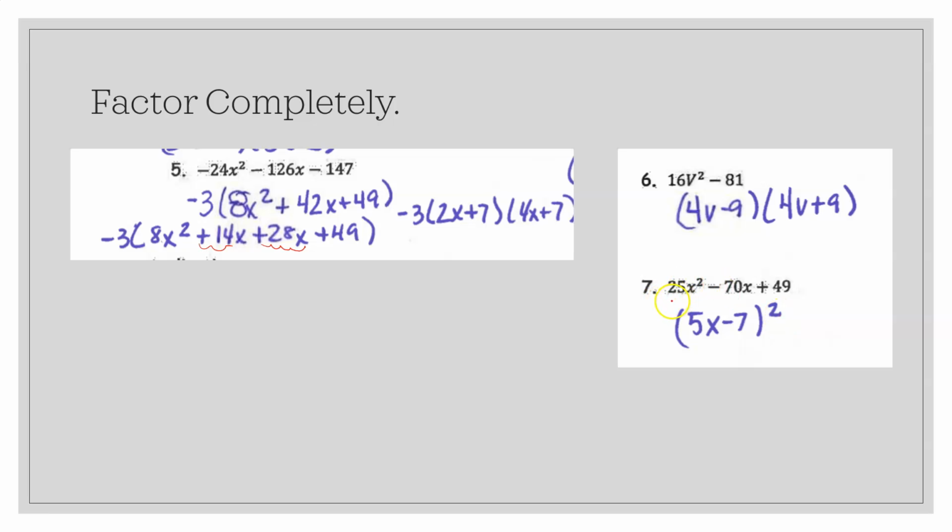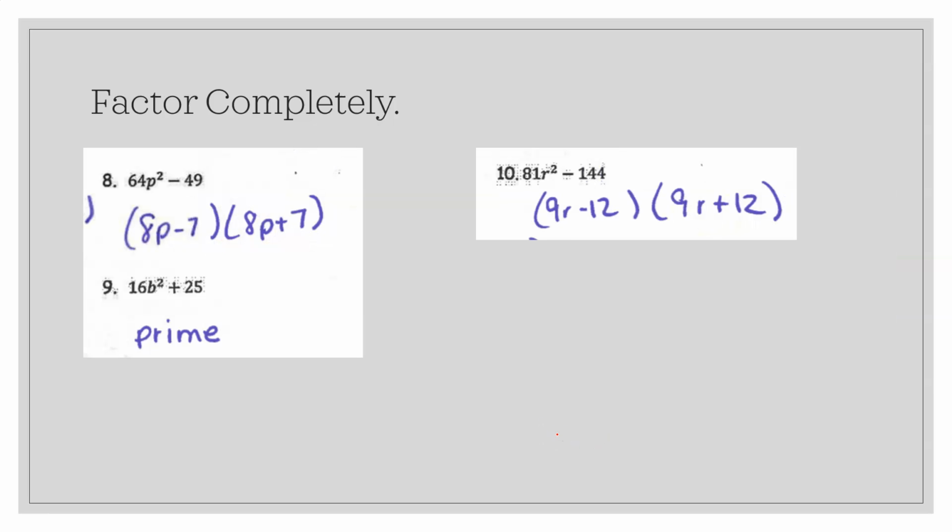So on your test, you're going to have to identify in one part if this is a perfect square trinomial or not. So this is a squared minus 2ab plus b squared. That's the pattern of a perfect square trinomial. This could be plus or minus. 8, perfect square trinomial, follows the pattern 8p minus 7, quantity 8p plus 7.